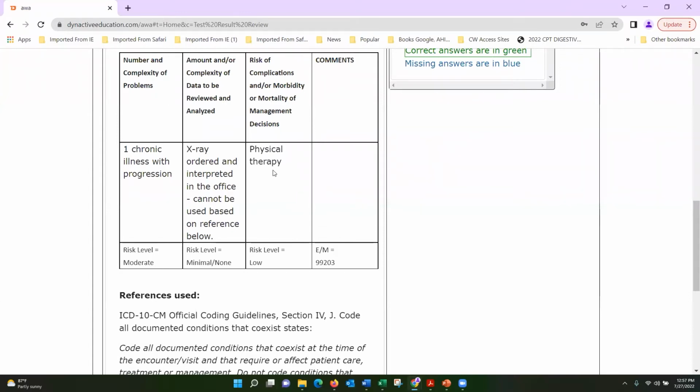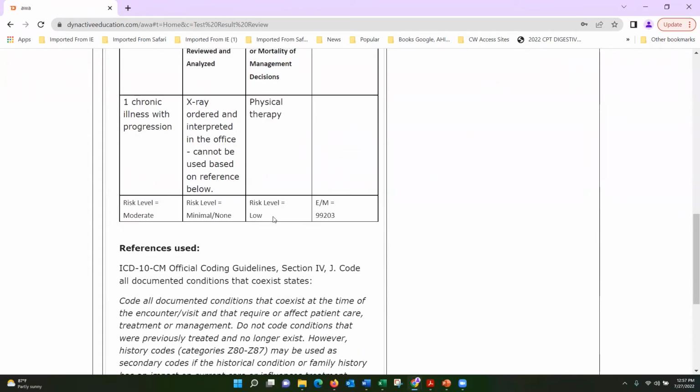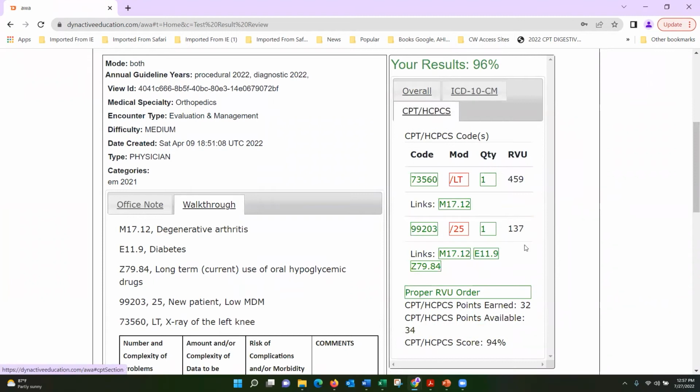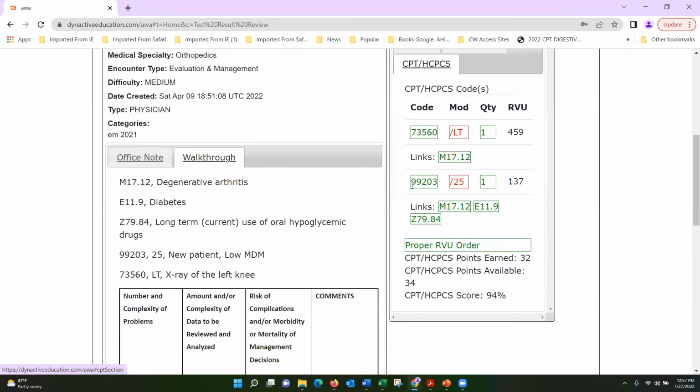And then our risk is PT ordered. That's low. So we get an E&M level of 99203. But we've got to have the modifier 25, because when we have two CPT codes, 99203 is an E&M, but it's in our CPT code finders, we've got to put that modifier 25 on the 99203.